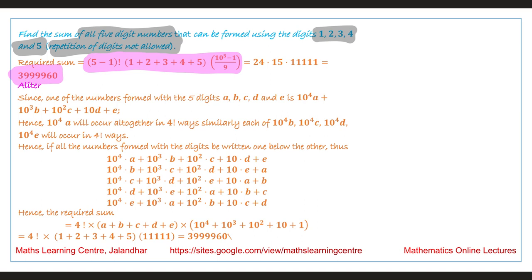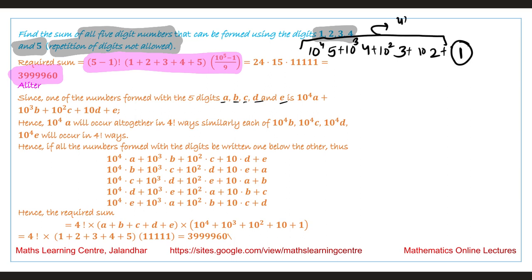If we look at the explanation of how we are solving this, we have these digits, say A, B, C, D and E, which are 1, 2, 3, 4, 5. One number is 10 into this, plus 10 raised to the power 2 into this, plus 10 raised to the power 3 into this, plus 10 raised to the power 4 into this. When 1 is fixed at the end, the other 4 digits can be arranged in 4 factorial ways. We have 4 factorial different numbers which end with 1, and then 4 factorial different numbers which end with 2.